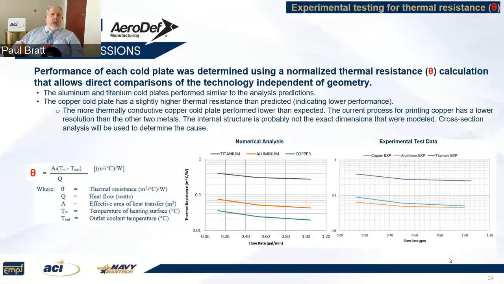So this experimental testing provided results approaching the numerical simulations. You know, on the left side, I have what I predicted, and the right side is my experimental results. Wasn't quite as perfect on the copper cold plate, but I tried three different metals, the titanium, aluminum, and copper, and the copper didn't print as accurately as I wanted, but the titanium and the aluminum came pretty much right on what the predictions were. Next.